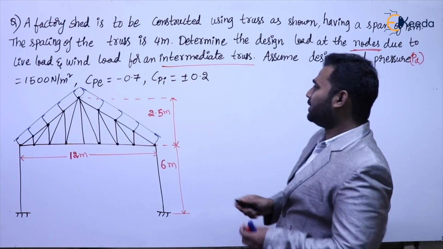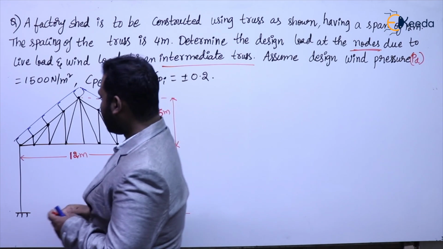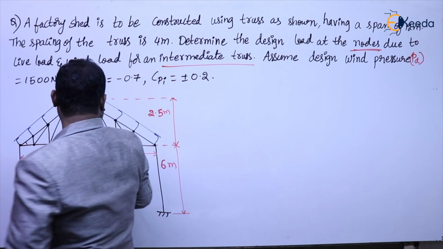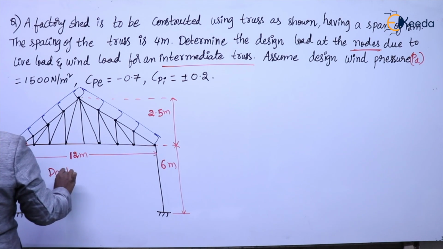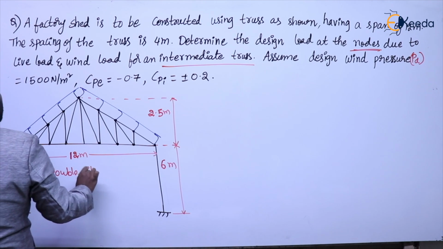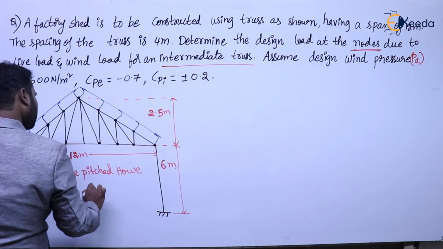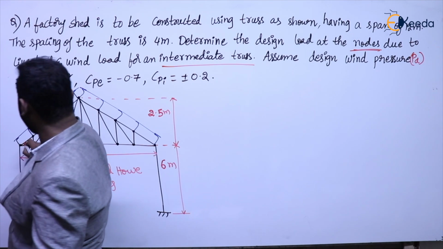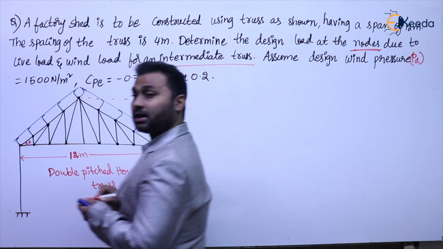So for that we need to find theta. This is the theta for this truss. As I said, this truss is a Howe truss, double pitched Howe truss. And this is the theta, the slope angle.